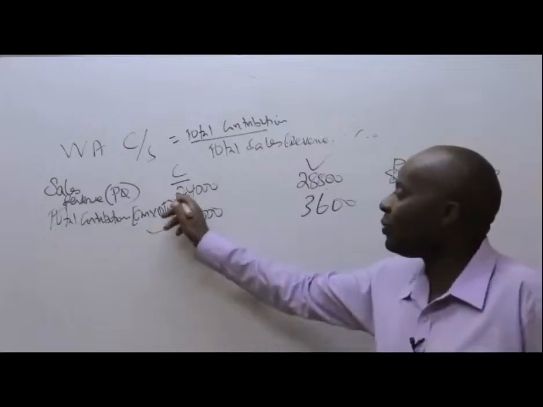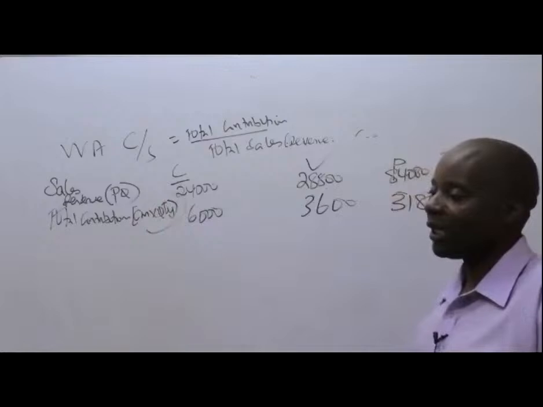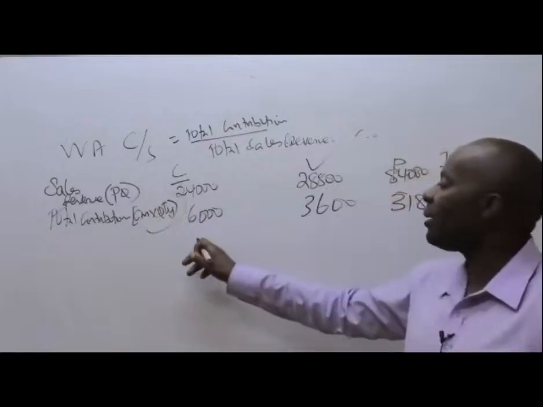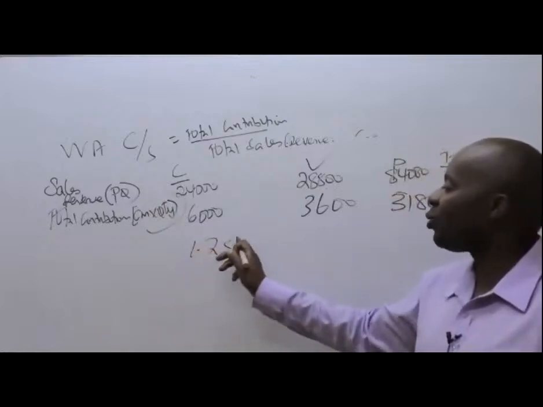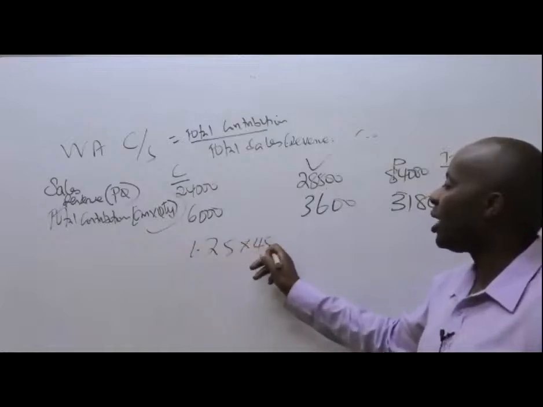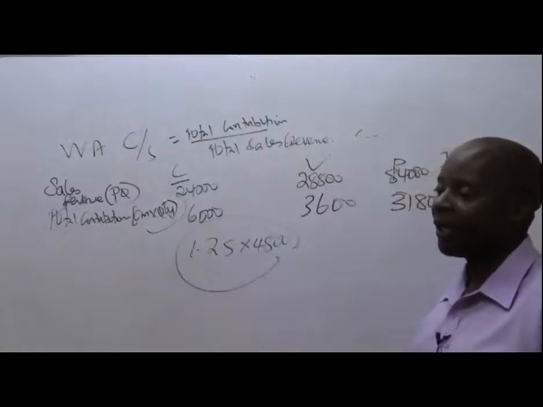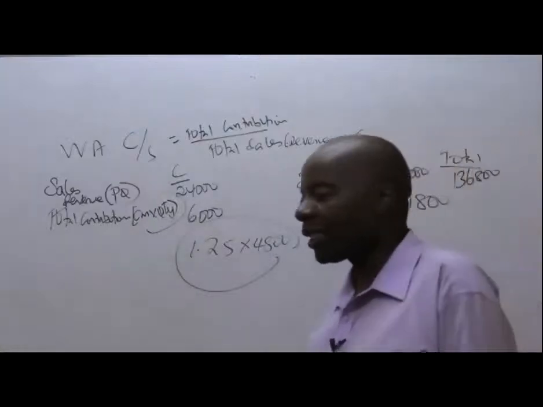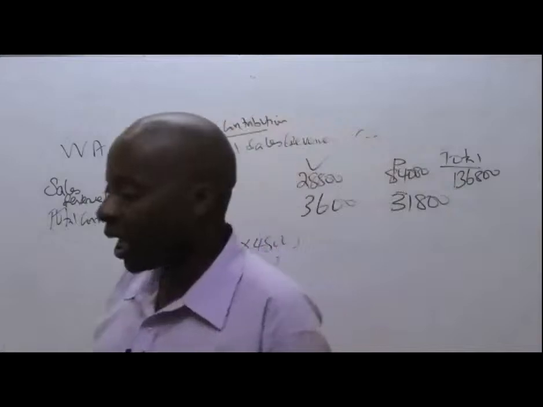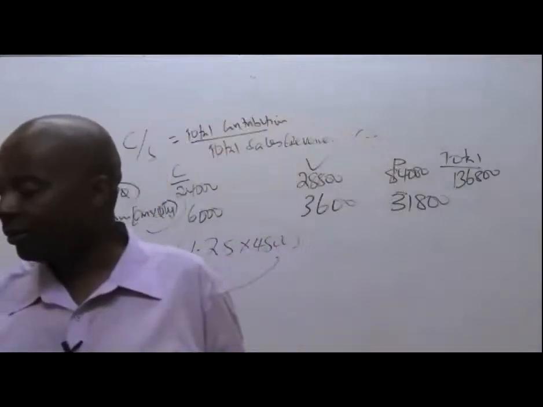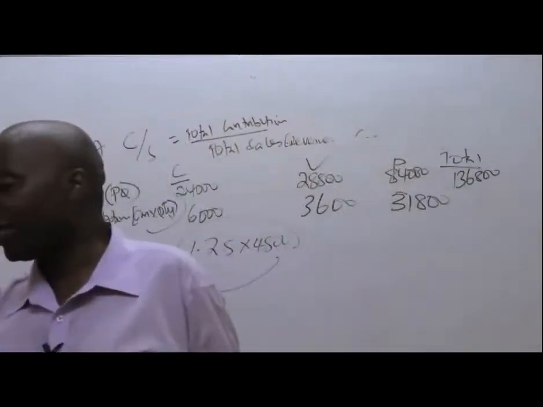Total contribution, how do you get that? Contribution per unit times quantity. So contribution per unit, for example for C, is 1.25. Quantity sold is 4,800, Sylvia. If you do it this way, you're able to get that. Confirm, Sylvia, whether you're able to see that. I hope you have the book. Okay, great. Thank you very much.